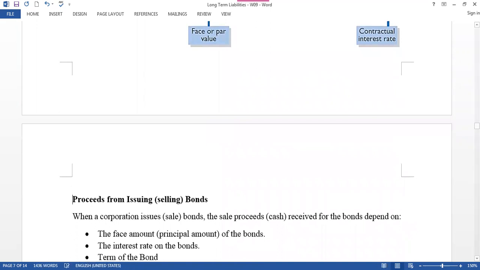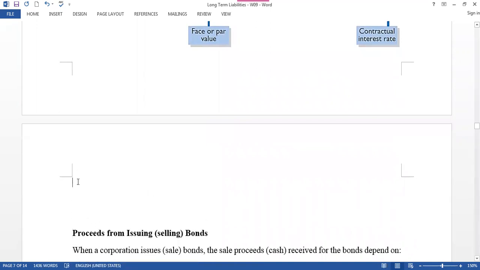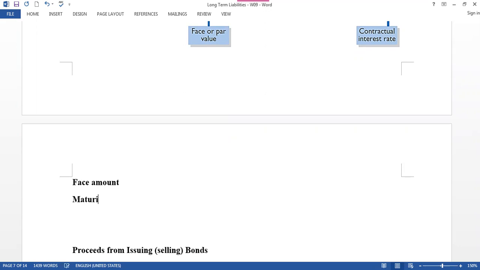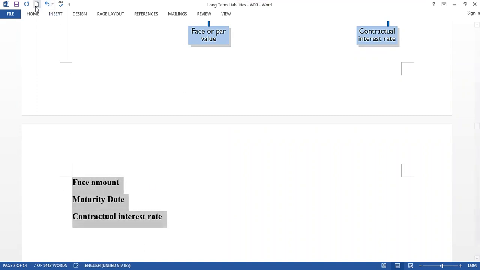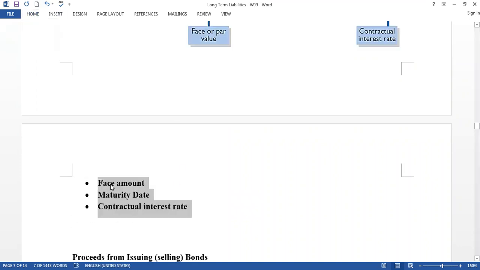So we find that a bond will have a face amount. It will have a maturity date. Then it will have a contractual interest rate. So these three are the important points here. You have a face amount, you have a maturity date, and you have the interest rate.